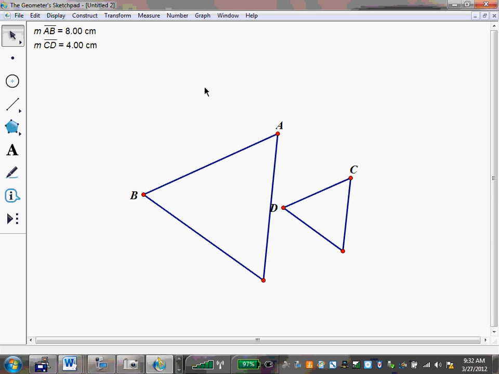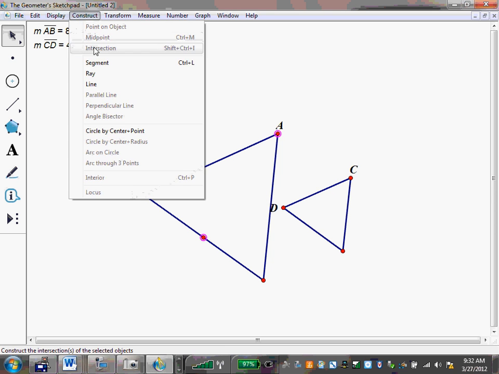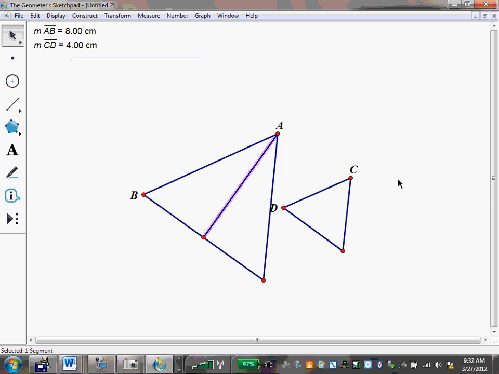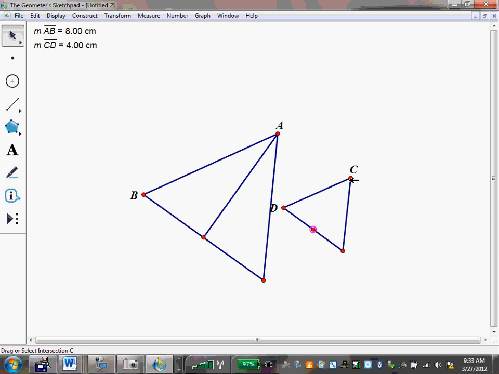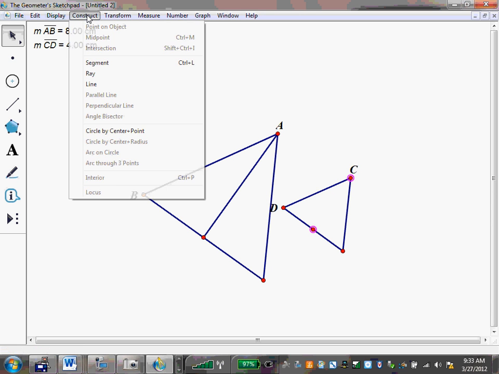So now what we're going to do is we are going to construct medians. So I'm going to highlight this segment and construct the midpoint. And then I'll highlight this point and construct the segment. Then I'm going to do the same thing with my smaller triangle. So I want to construct the midpoint and then construct a segment.